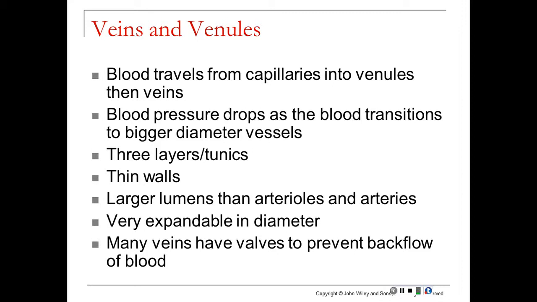Now that we're through the capillaries, we're getting into the veins and venules. Blood's going to travel from capillaries into the venules and then into the larger veins. Blood pressure is going to drop as the blood transitions into those larger diameter vessels. There's also 3 layers or 3 tunics to the veins. They have very thin walls. They have larger lumens than the arterioles and arteries do. They're more expandable in diameter, and many of them have valves to help prevent backflow of blood.